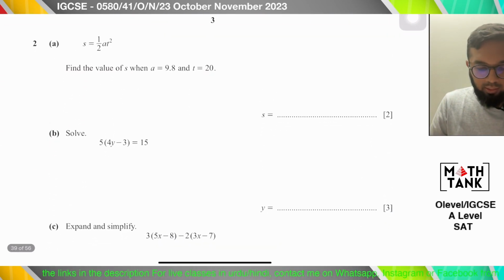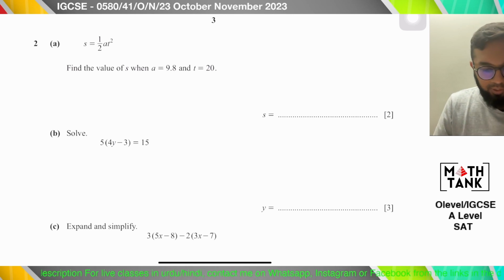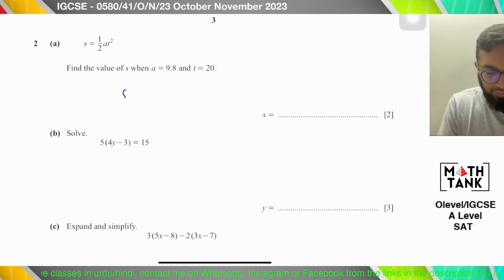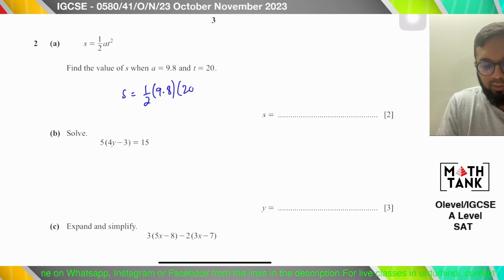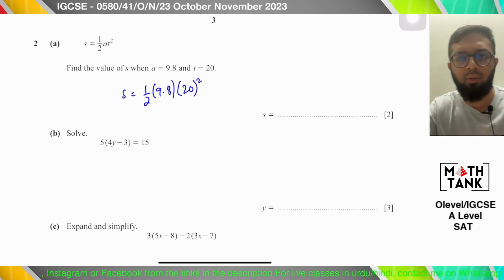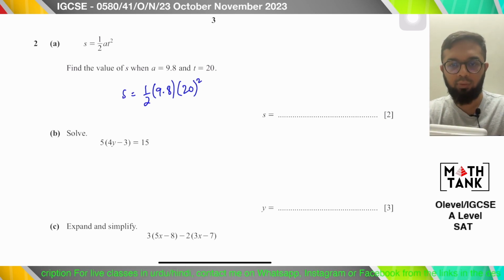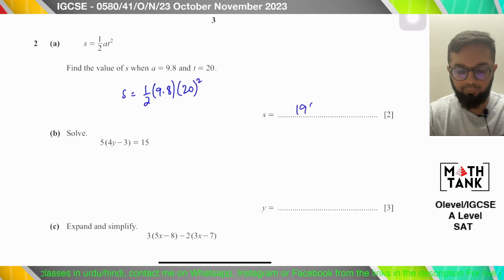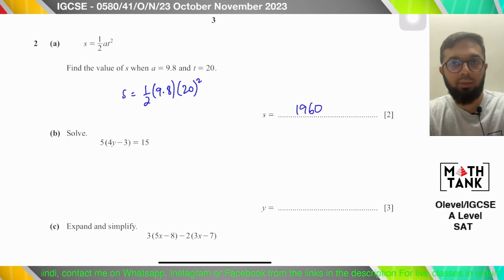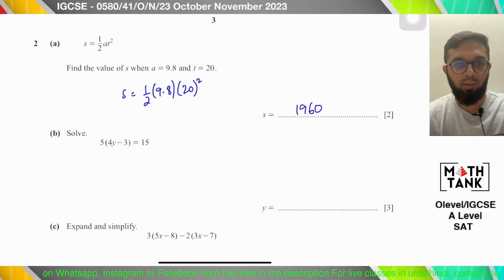Okay. Moving on, algebra. Find the value of s when a equals 9.8. Those of you who've done physics might find this equation very similar to what you've done in kinematics. 9.8 divided by 2 times 400 is 1960. I hope that's the correct answer. Yes, 1960 is the correct answer.